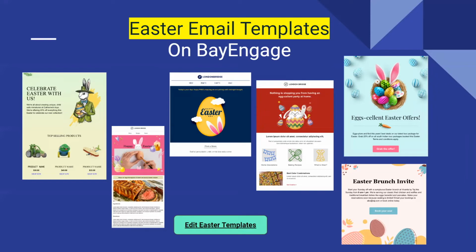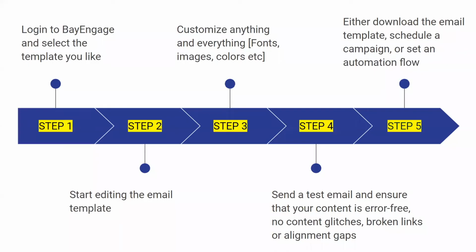And you can edit this content to reflect your brand images, such as your logo, your product details, your signature, your color, your CTA. So that's all going to be customizable for you once you get into BayEngage. So this is just a step-by-step showing you how you go about that. So first you log into BayEngage and select the template you'd like.